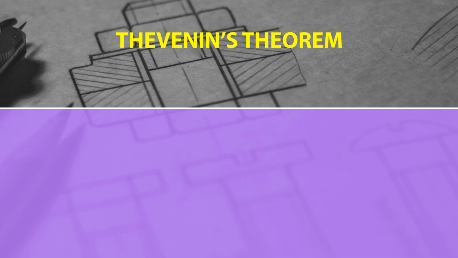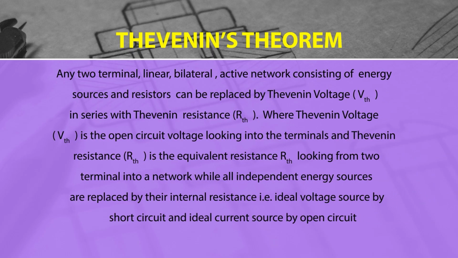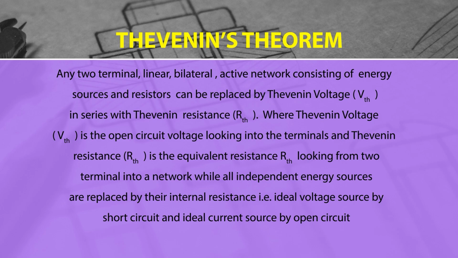So the next theorem that we are going to discuss is Thevenin theorem. Any two terminal linear bilateral active network consisting of energy sources and resistors can be replaced by Thevenin voltage in series with Thevenin resistance, where Thevenin voltage is the open circuit voltage looking into the terminals of the network, and Thevenin resistance is the equivalent resistance looking from the two terminals into the network while all independent energy sources are replaced by their internal resistance.